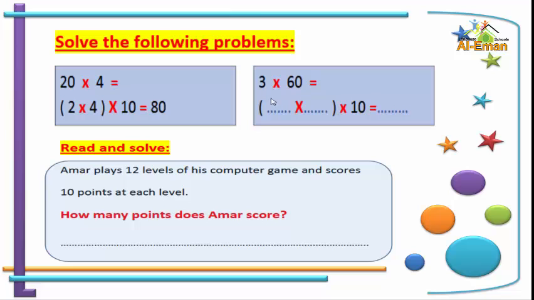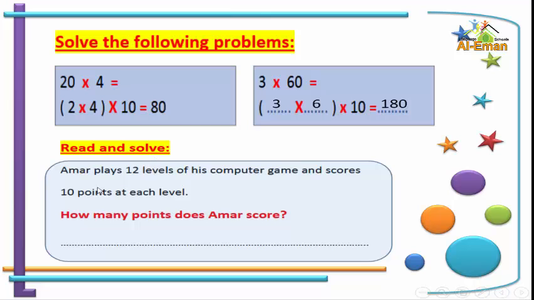Who can solve the next? 3 times 60. You will solve it. Okay, what can I write at first? 3 times 6. Yes, perfect. Then times 10. Okay, 3 times 6 equals 18, and put one 0 to the right. The product became 180.